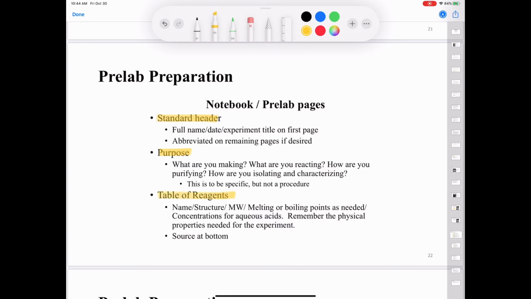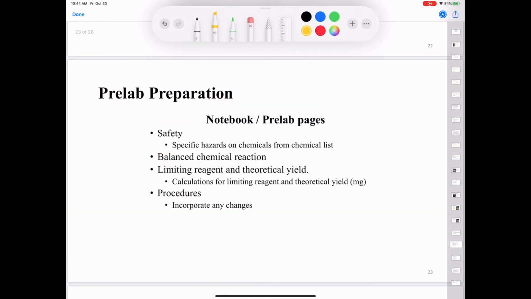In the table of reagents, be sure to include the name, structure, molecular weight, melting or boiling points as needed, and the concentrations of aqueous acids. Remember the physical properties that are needed for the experiment, and be sure to include your source. You need a safety table with the specific hazards of each chemical listed from the chemical list, a balanced chemical reaction, a limiting reagent and theoretical yield calculation, and your procedures. Be sure to incorporate any changes, and also be sure that your procedure is written in the proper 2-column format in your lab notebook.